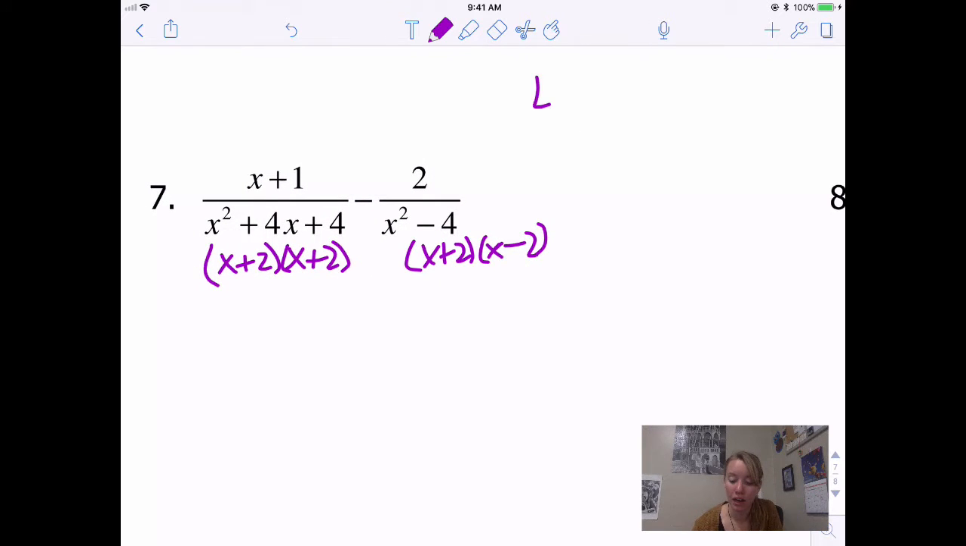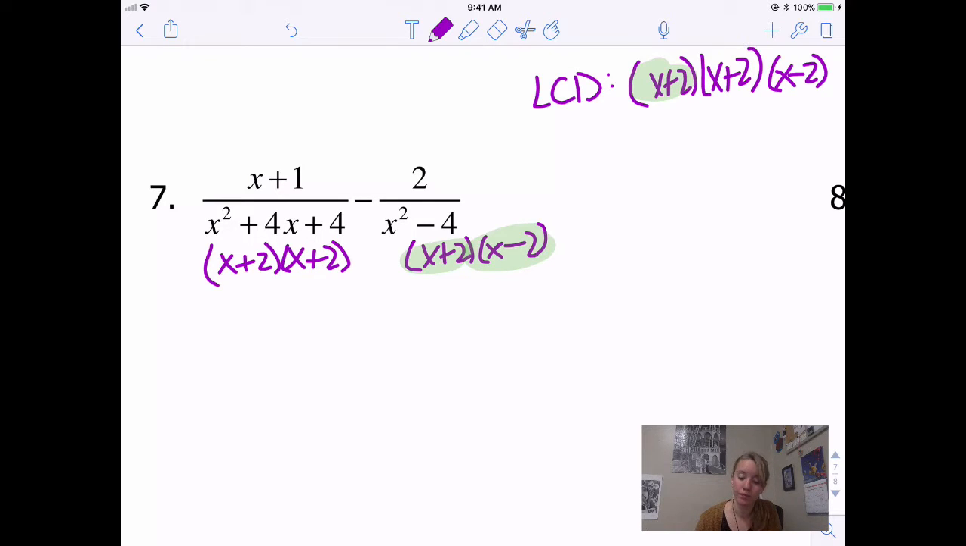Now, for my LCD, I really have to figure out what am I missing in the first denominator, what am I missing in the second denominator. So I usually write down the first denominator just as it is, x plus 2, x plus 2. And then I look at the second denominator and I see, am I missing anything from that second denominator? So x plus 2 is already there. I've got it. So I don't have to rewrite that. Don't double count it. And then x minus 2, that I don't have yet. So I'm going to have x minus 2 as well. Okay, so this is my LCD.